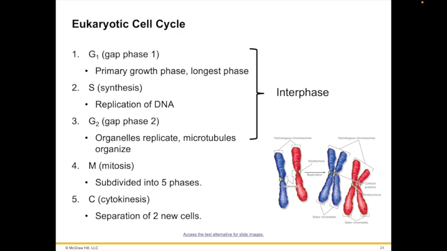G2 is the second growth phase and preparation for separation of newly replicated genome. This phase fills the gap between DNA synthesis and the beginning of mitosis. During this phase, microtubules begin to reorganize to form a spindle. These make up what is known as interphase, the portion of the cell cycle between cell divisions.